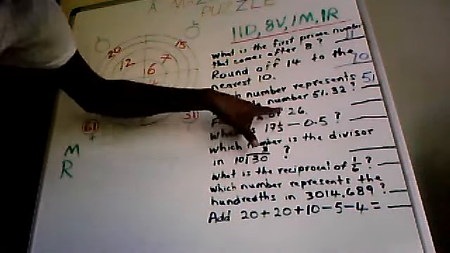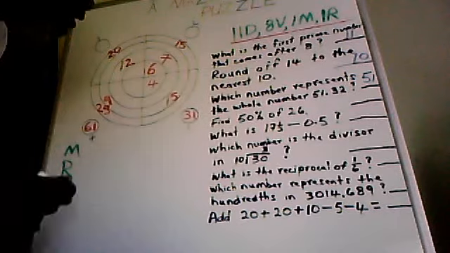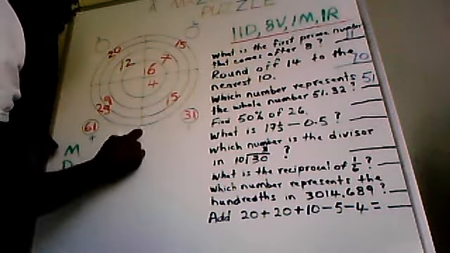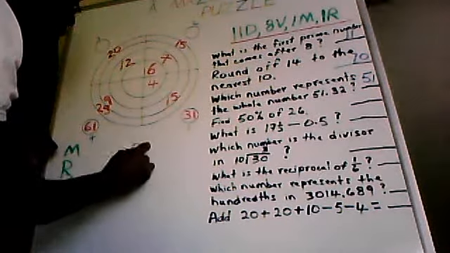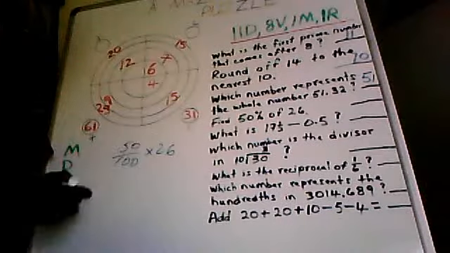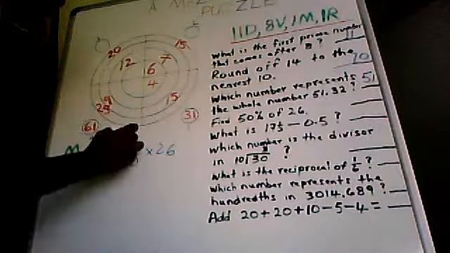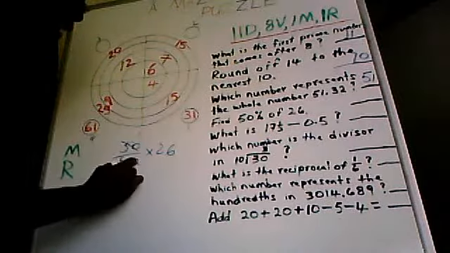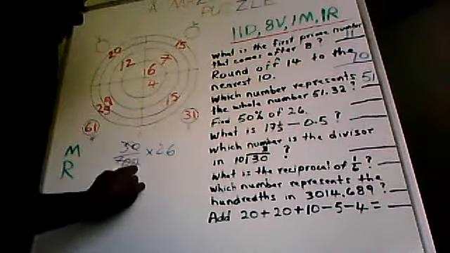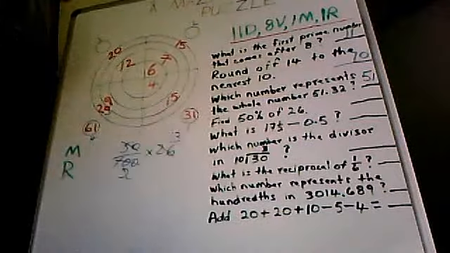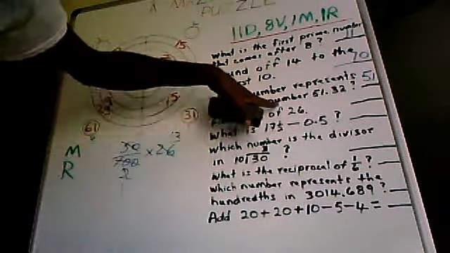Find 50% of 26. 50% of 26. First, I can cancel this part of the fraction. 50 to 100, 2. 2 into 2, 1. 2 into 26, 13. So 50% of 26 is 13.